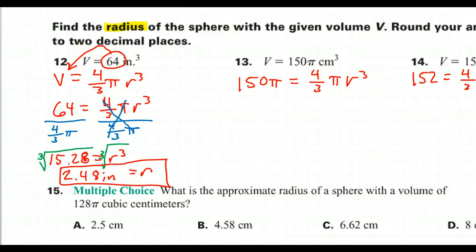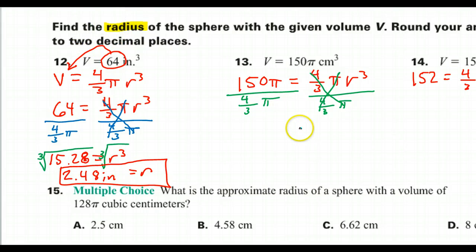So again, if I want to get r by itself, then what I need to do is divide both sides by 4/3 pi. That way all this cancels out, and that is going to leave me with r to the third power equals all of this. Now this one is a little different than last time. 64 didn't have a pi on it. This has a pi on it. So because of that, these pi's will cancel each other out.